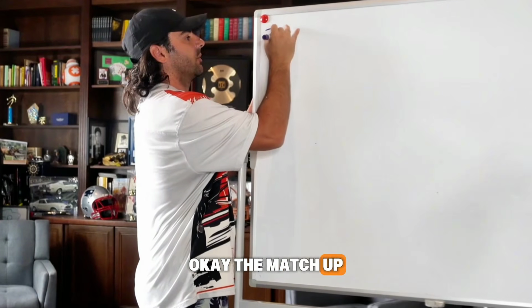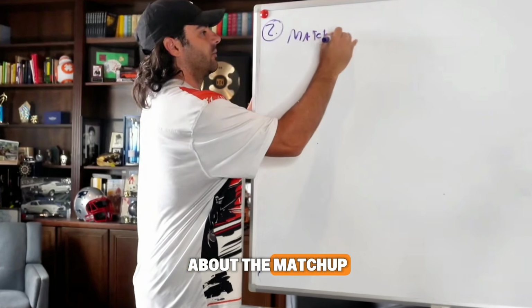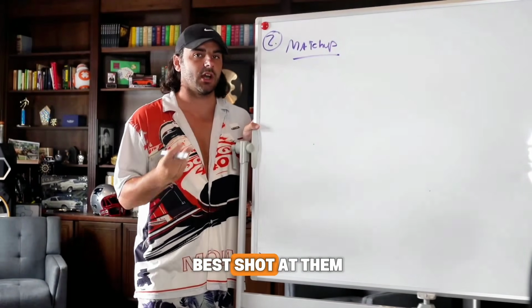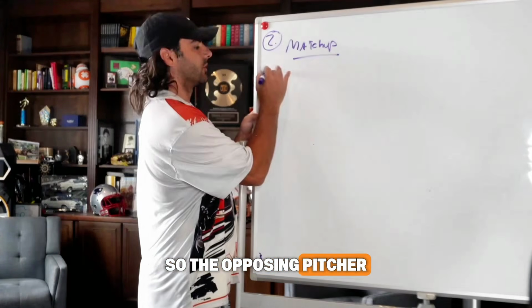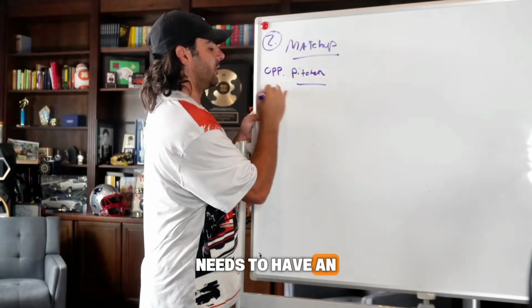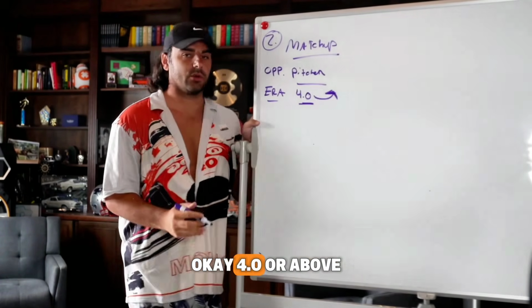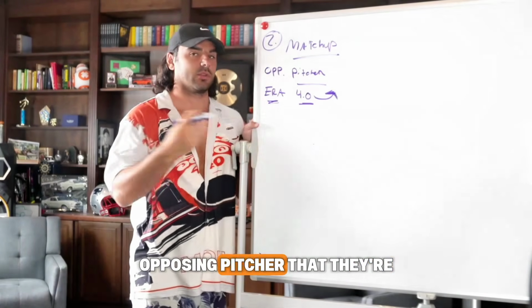Next is going to be the matchup. Step 2 is all about the matchup. We need to find the correct matchup to give us the best shot at them being able to at least score 2 runs in a game. So the opposing pitcher that they're facing needs to have an ERA of 4.0 or more. Okay, 4.0 or above. That's what their earned run average needs to be, the opposing pitcher that they're going against.